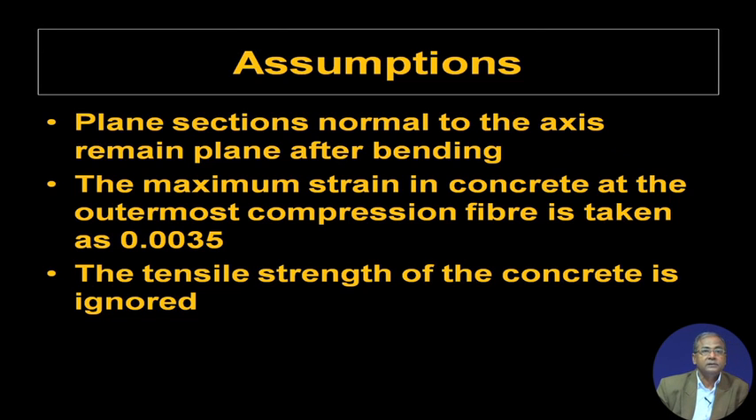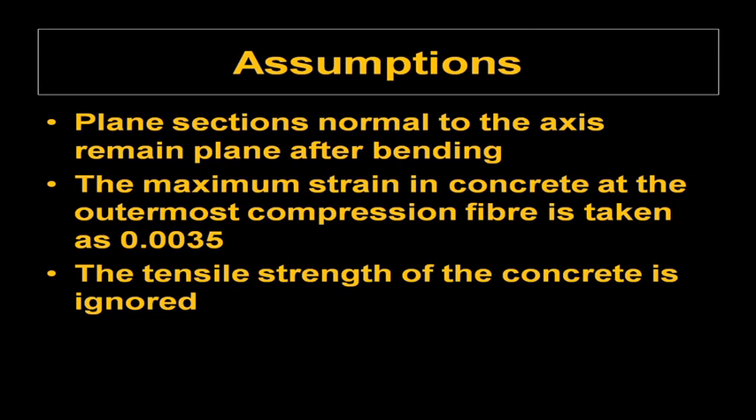And again we are having certain assumptions. On the first assumption, plane sections normal to the axis remain plane after bending, and the maximum strain in concrete at the outermost compression fiber is taken as 0.0035. Please note this particular aspect, that in working stress method we are totally silent. Only thing we have told is that the strain profile will be linear, a straight line, but we have never given you any number for how much the strain will be. Here we are giving a limiting value of strain, and that is 0.0035.